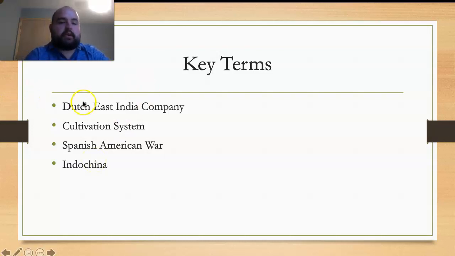In the meantime, we're going to look at the Dutch East India Company today, essentially the counterpart of the British one. We'll look at the cultivation system of colonization. We'll look at the Spanish-American War, and we're going to look at a place called Indochina. I believe it's pronounced Indochina.